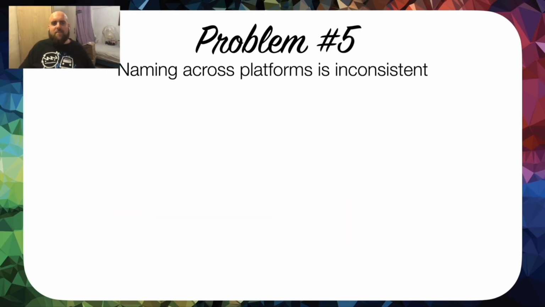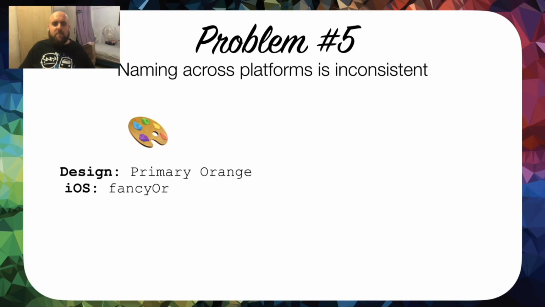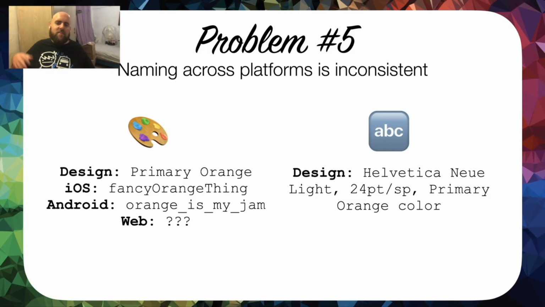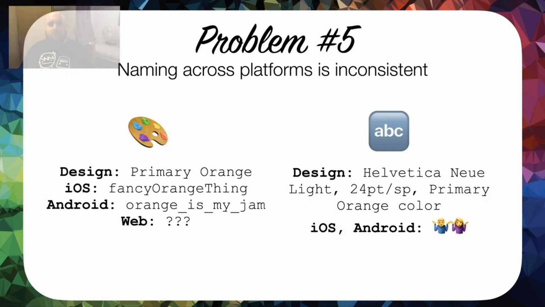The next problem is that the naming across platforms was quite inconsistent. For example, if a color is called primary orange by the design team, it might have entirely different namings across all of our platforms, which is quite a headache. It was much worse with text styles because if we had this Helvetica Neue Light 24-point primary orange color, we had no names.